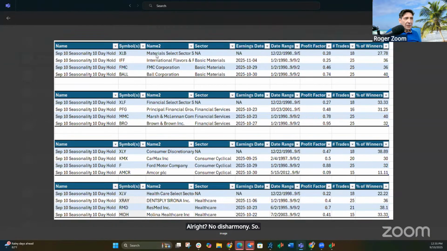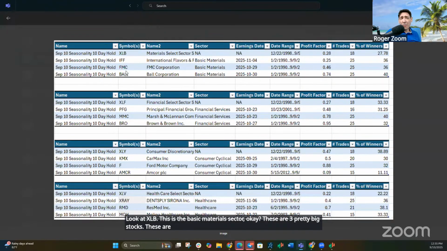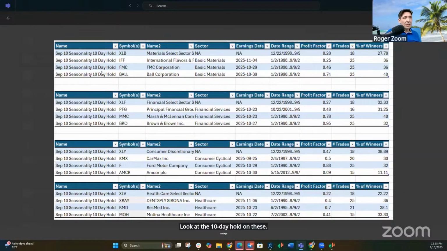So look at XLB. This is the basic materials sector. These are three pretty big stocks, all S&P 500 stocks from my recollection. Look at the 10-day hold on these. Look at how amazing the profit factor and the win rate are. Do you see this? So let me ask you guys, would you trade basic materials for the next two weeks based on this? Let's see if we can get some answers. Oh, Jeanette wants to trade it, huh? I see.